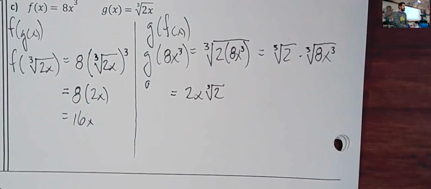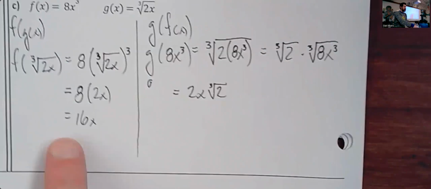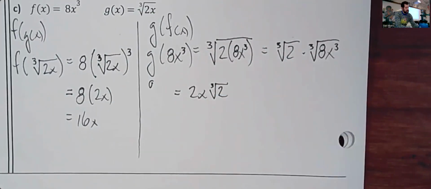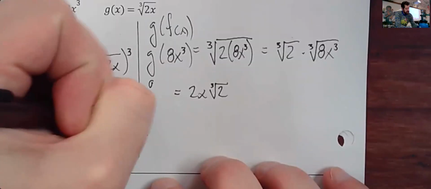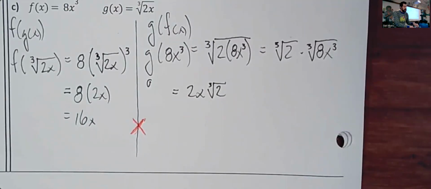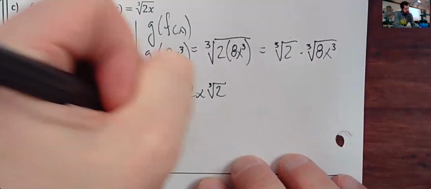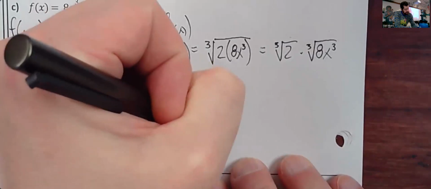Are these inverses of one another? No, they don't equal the same thing. So this one right here, those are not inverses. A and B were inverses of one another. This one, not inverses.